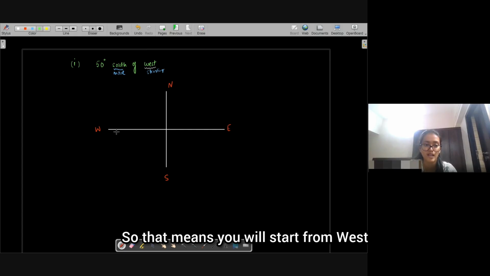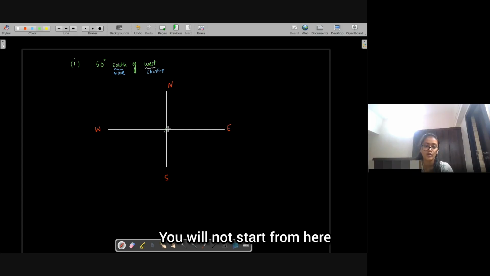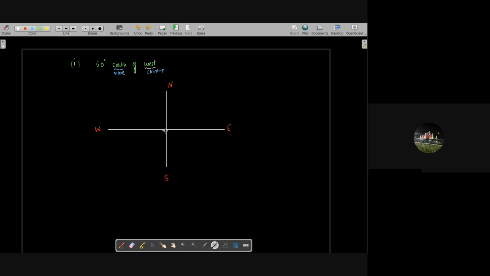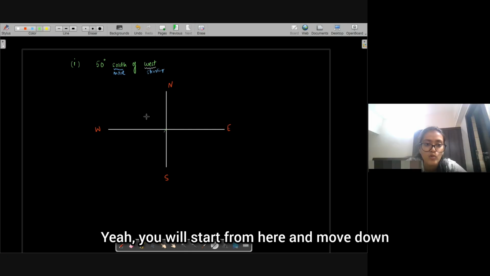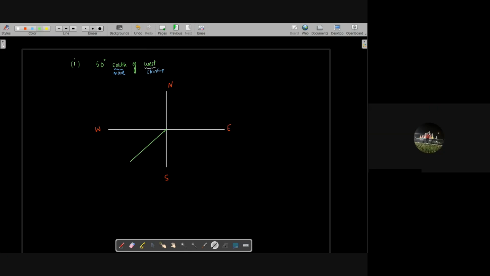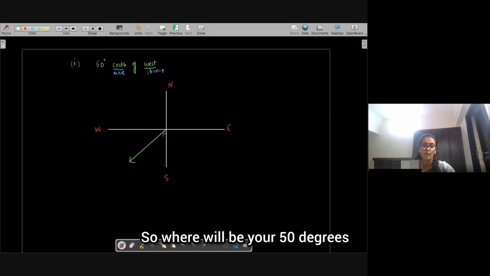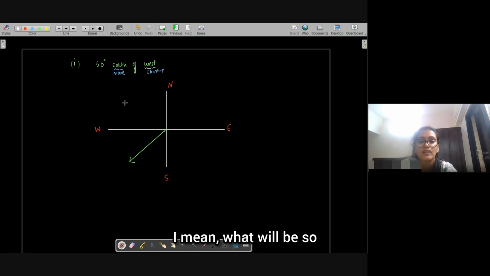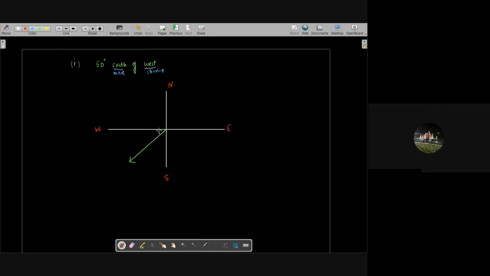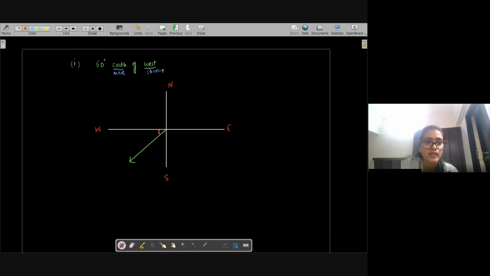So you will start from west, you'll start from here, you will not start from here. And obviously, south of west means it will be between south and west. You will start from here and move down, somewhere here. This is your vector, 50 degrees south of west. So this is your 50 degrees. But what will be your actual theta? By actual theta, I mean this total angle.